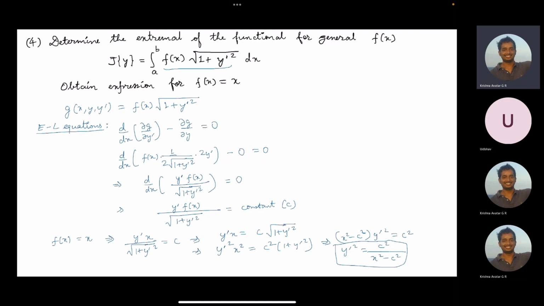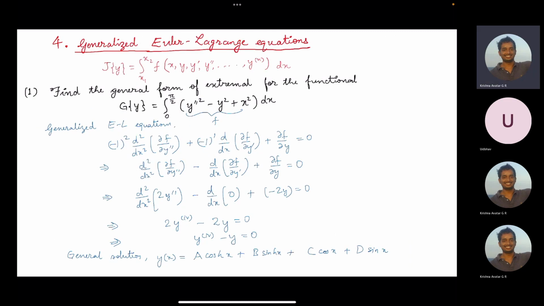Now we can just rearrange all the terms containing y prime squared, and then we'll have an expression: y prime squared is equal to c squared by x squared minus c squared. The question doesn't ask us to go any further, and so we stop here itself. Our extremal will be of this form for the special case of f of x is equal to x.